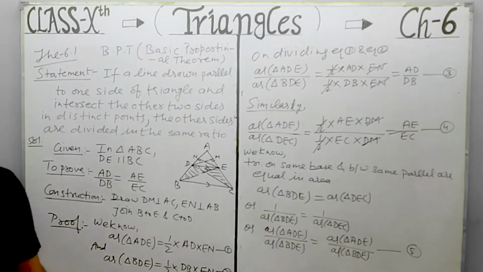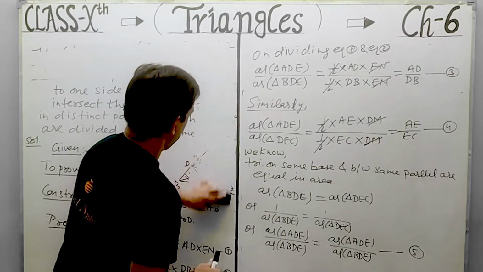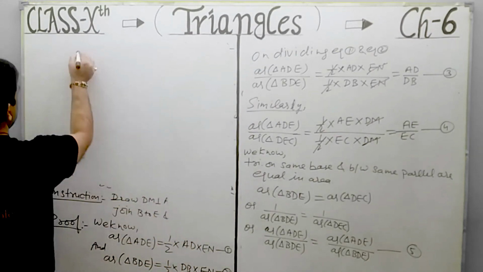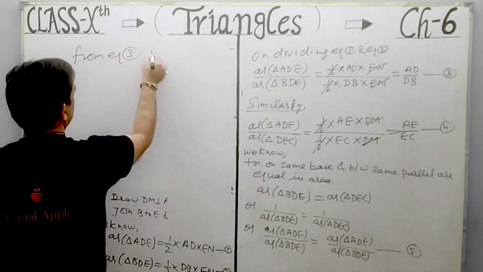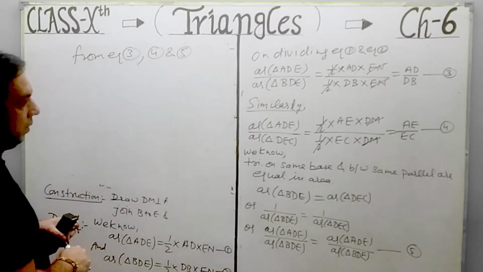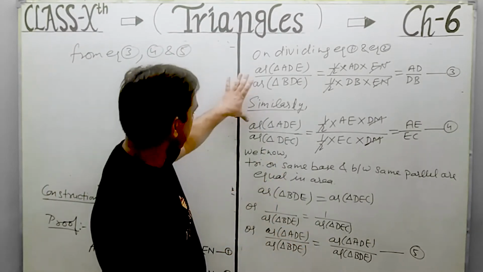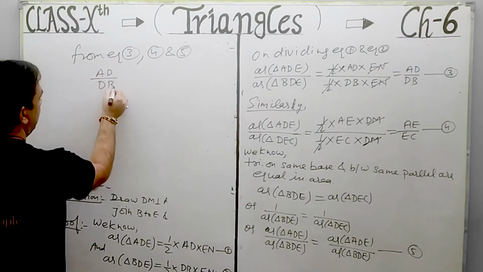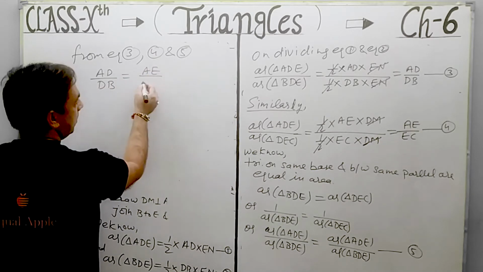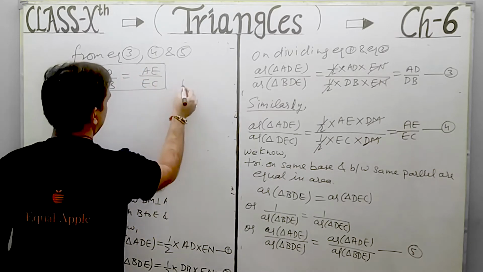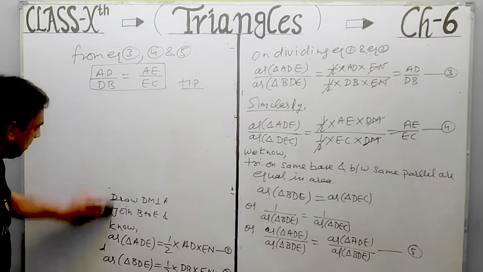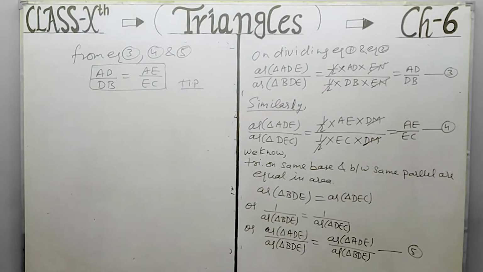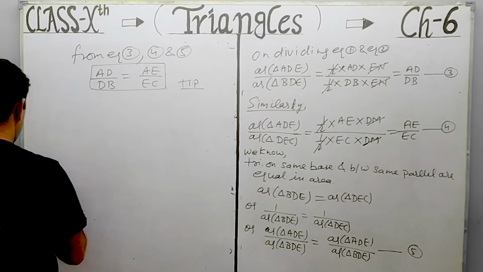Now from equations 3rd, 4th and 5th, we can see the ratios of the areas of the triangles are equal, so the ratio of the sides will also be equal. So AD upon DB equals AE upon EC. This is the proof of our BPT theorem, right? So I am taking one question to clarify this proof, which will clear your doubt.